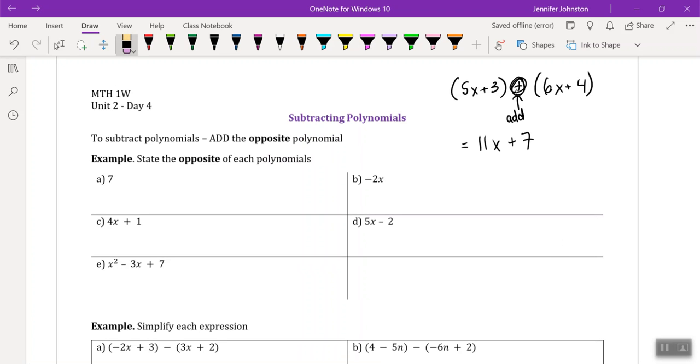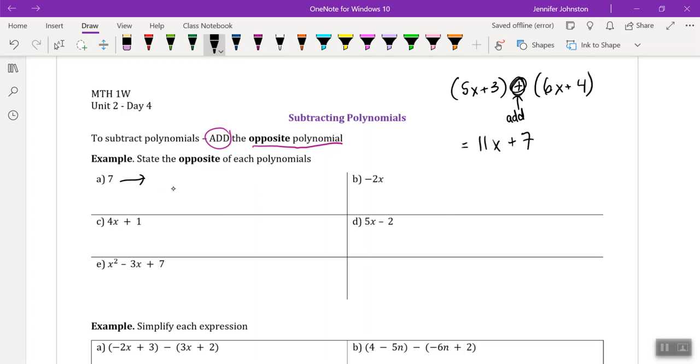When we subtract, we're going to have a minus sign here, and things change just a little bit. What we're going to do is actually still add, but we're going to add the opposite polynomial. Now let's talk about what it means to be opposite. So we're going to say the opposites of each polynomial.